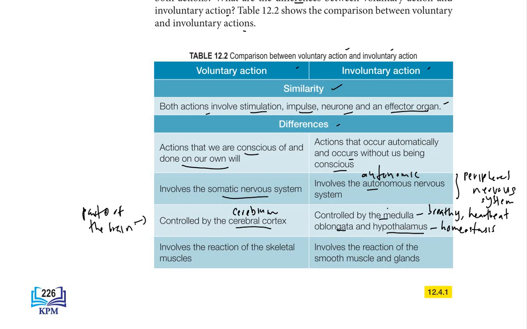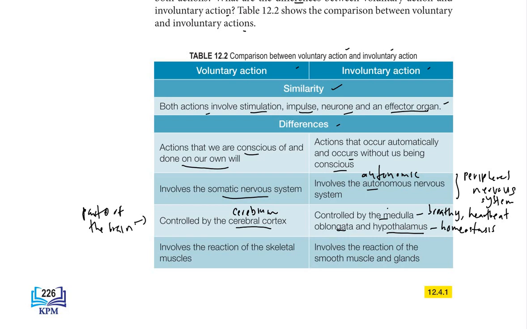So voluntary action is controlled by the cerebrum, in the cerebral cortex. Involuntary action is controlled by the medulla oblongata and hypothalamus. Okay, so we have two parts of the brain involved in involuntary action.